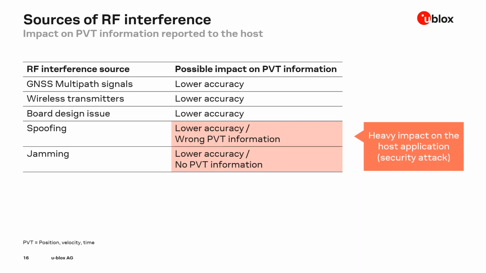It could also be that if the receiver starts up, it takes a little bit longer to report the first valid position. The topic for spoofing and jamming is that if they are successful, then for spoofing you will see a wrong position, and the receiver will report your time and velocity and position, but it's a fake position. For jamming, if this is successful, there will be no PVT information anymore. So this could be, as mentioned on the right-hand side, a heavy impact for your application.